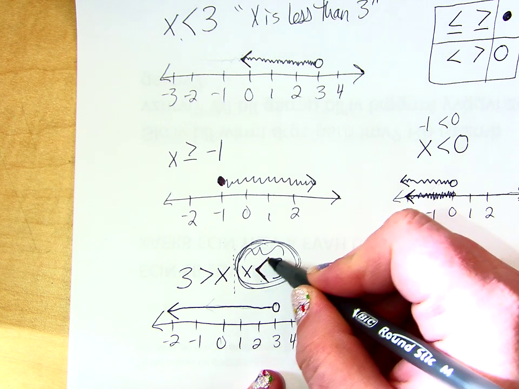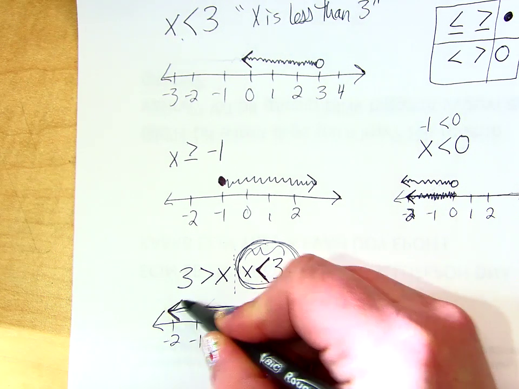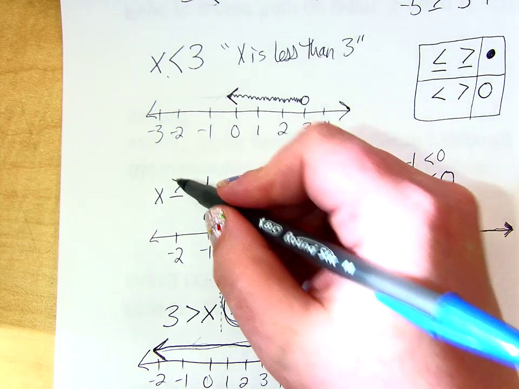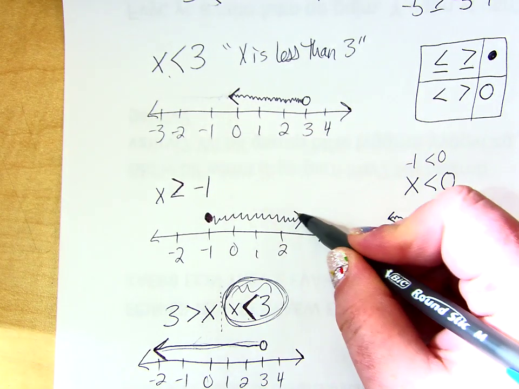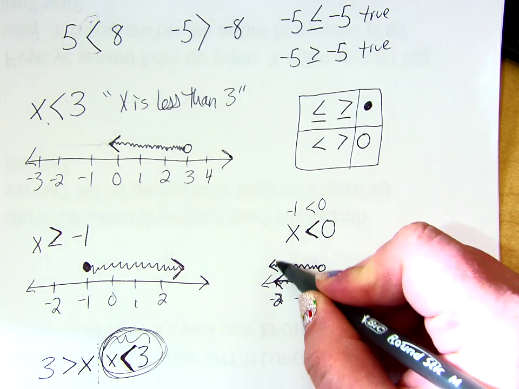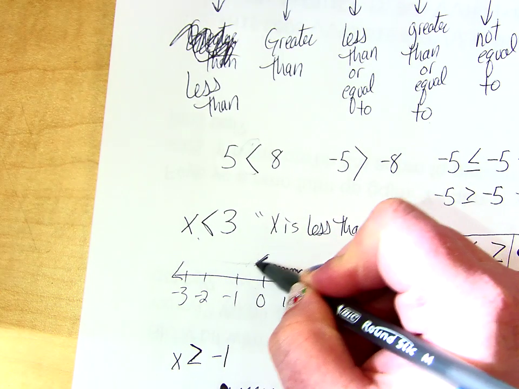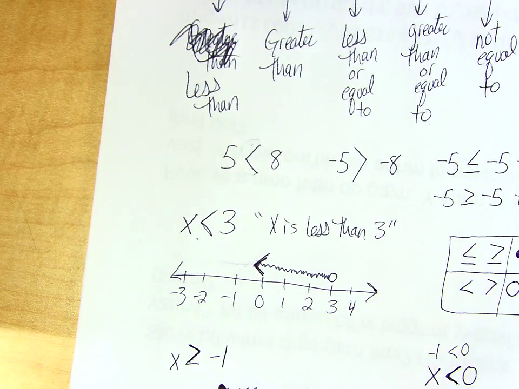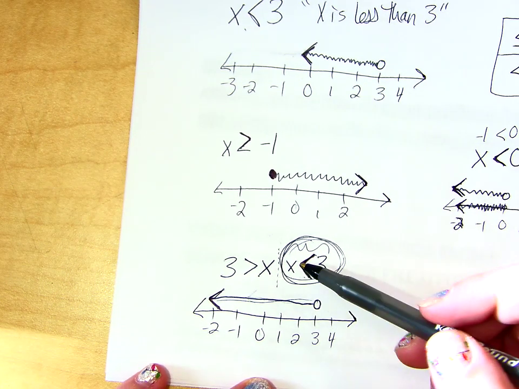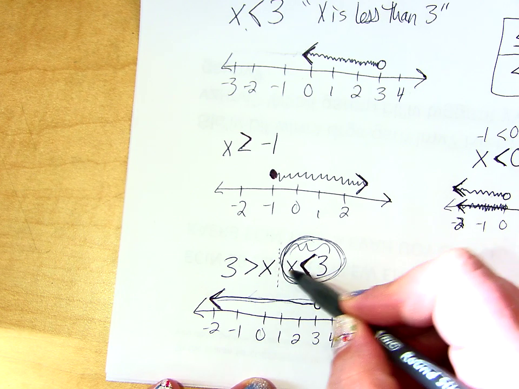So this is saying, hey, go this way. See how the arrowhead matches? Look at all your other ones. Look, the arrowhead went this way. The arrowhead went this way. The arrowhead went this way. See that? See how they match? Only if the variable is first. If the variable is not first, it's not going to work. So that's why I like to rewrite it.